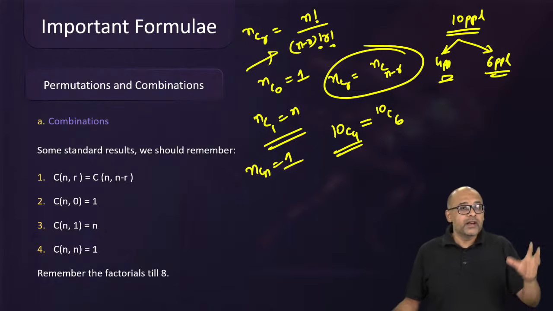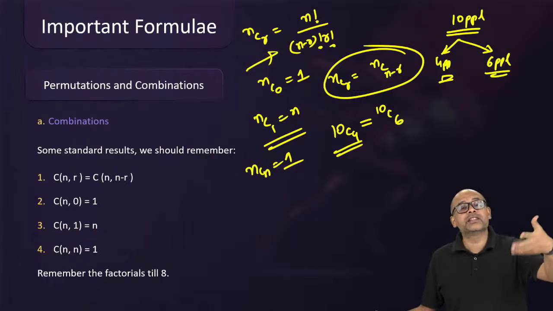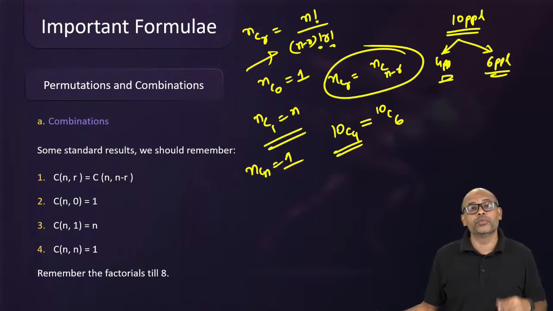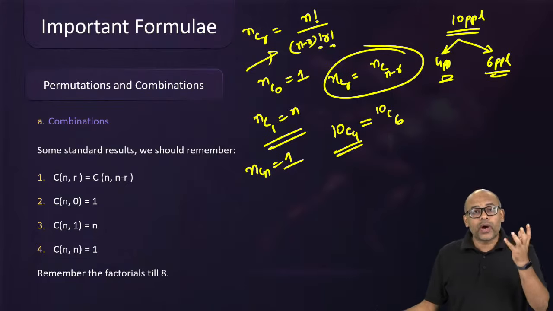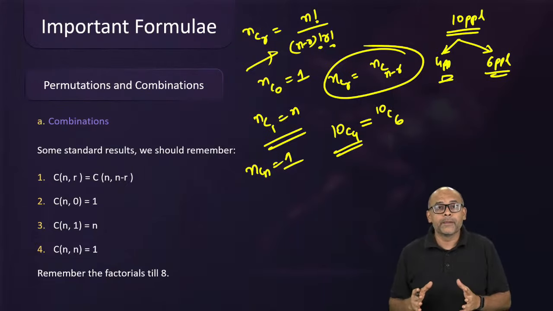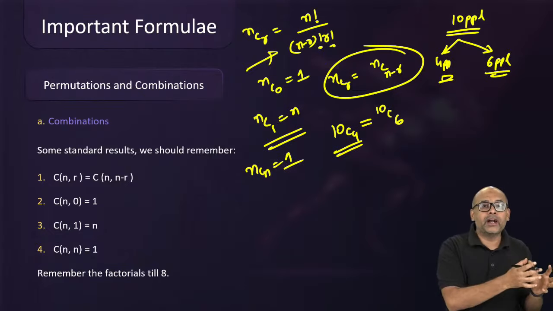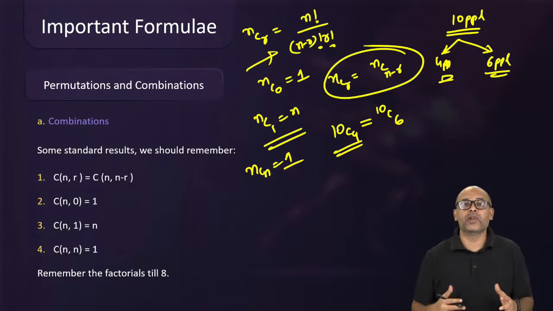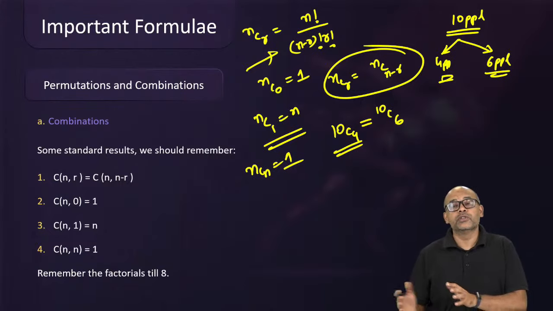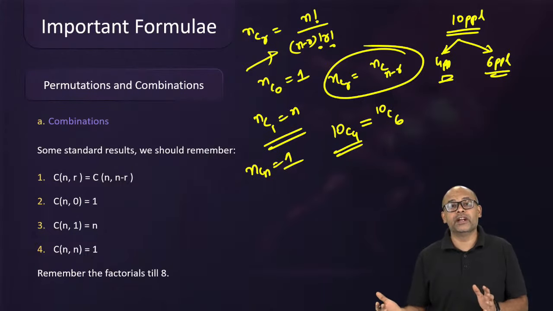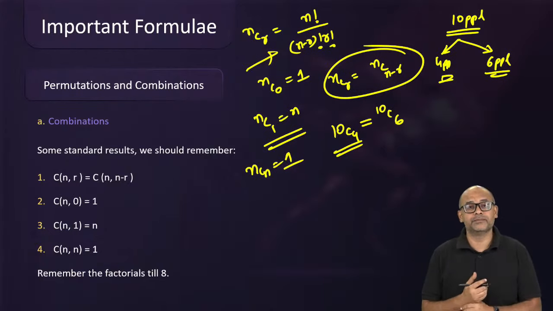The meaning is, when I select 4, automatically the other 6 are also forming into a group, the group called not selected. Similarly, when I select 6, I am already forming a group of 4. So, as long as you're grouping, the moment you pick one part, the other part is already formed whether you like it or not. So selecting 4 also means selecting 6. So the answers will not be different for both the cases. It will be the same answer. That is the reason why NCR is equal to NC n minus R.